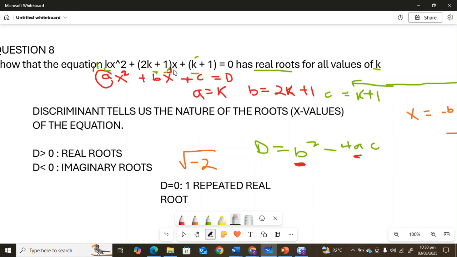Here we can see what comes before x is this 2k plus 1. So that is our b. B, coefficient of x. Then C. C doesn't have any letter. So even here, this k plus 1 hasn't got any x attached to it. So that is our C. Hope that's okay.